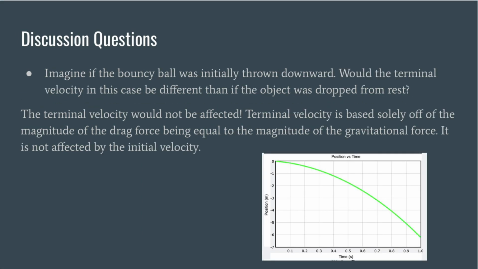The second discussion question asks, imagine if the bouncy ball was initially thrown downward. Would the terminal velocity in this case be different than if the object was dropped from rest? The terminal velocity would not be affected. Terminal velocity is based solely off the magnitude of the drag force being equal to the magnitude of the gravitational force. It is not affected by the initial velocity. The bouncy ball may reach its terminal velocity faster, but the value of the terminal velocity would not change in this case.